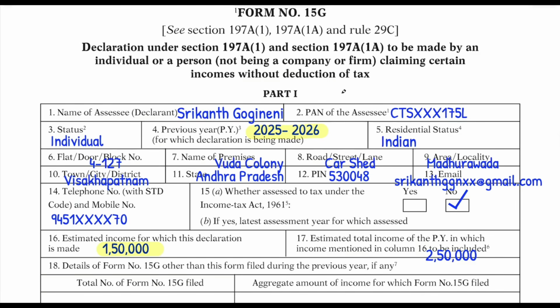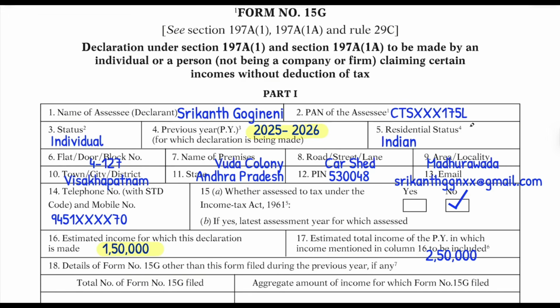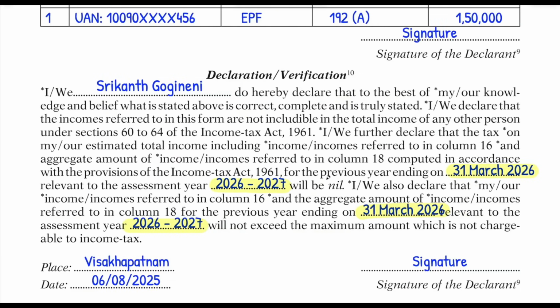Remember this. If you are eligible but don't submit Form 15G, then 10% TDS will be deducted from your EPF amount. But in most cases, EPFO will reject your claim and ask you to submit a new claim along with the Form 15G. If your PAN number is also not linked to your EPF account, then 34.306% TDS will be deducted from your EPF amount. So make sure your PAN number is also linked to your EPF account. So this is how to fill Form 15G for PF withdrawal in August 2025.